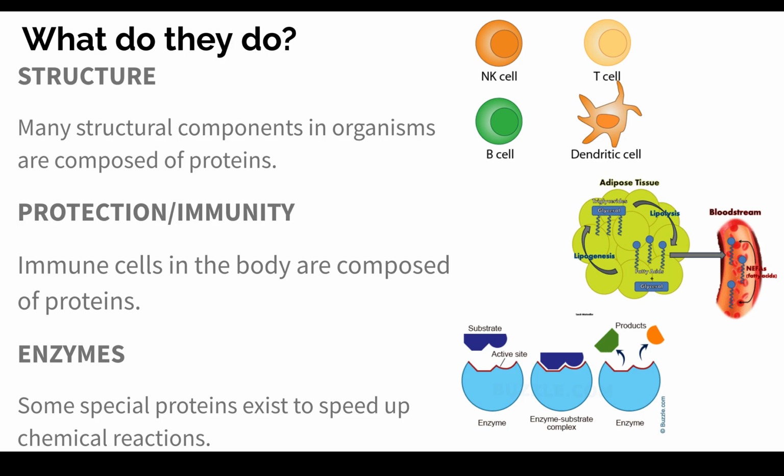They also are in charge of protection. All of your immune cells in the body are composed of proteins. So the cells that fight off infection, that fight sicknesses, those are all composed of proteins. Then we have these special proteins called enzymes that exist to speed up reactions. I put that on there just so we can see that term, because you'll see it and hear it all throughout biology. Enzymes basically make stuff happen. If your body needs something to happen quicker, it's probably going to have an enzyme to make that happen. So big picture, when we think about proteins, primarily it's all about structure.